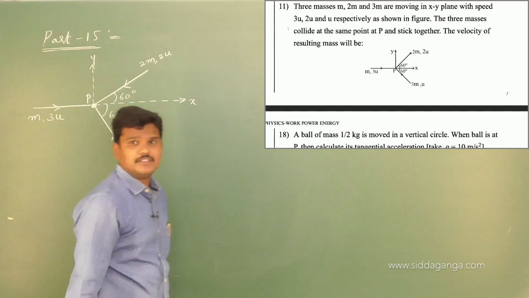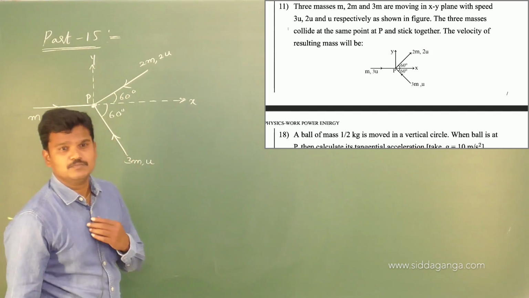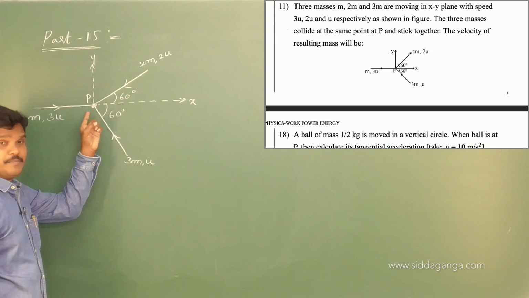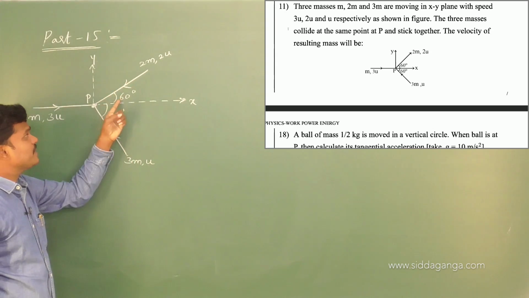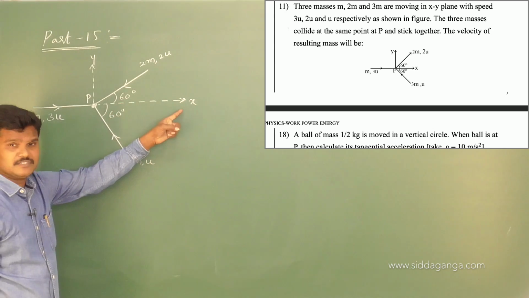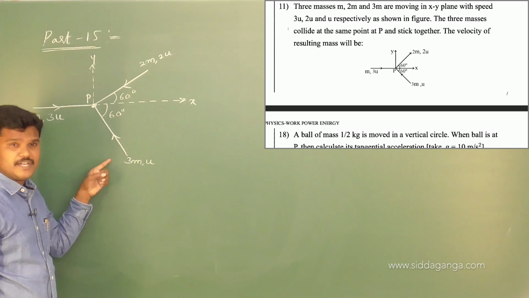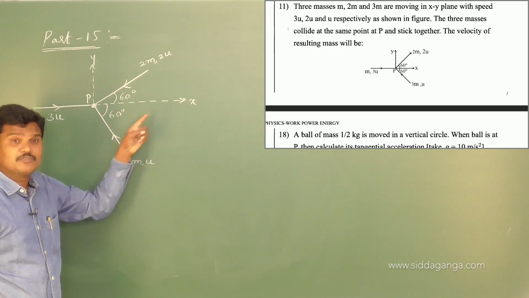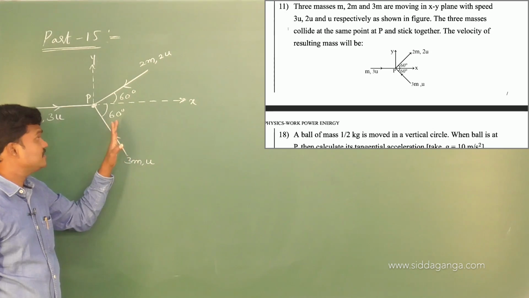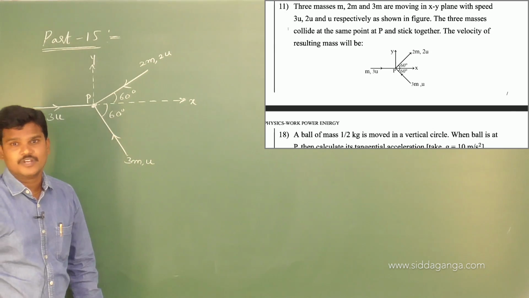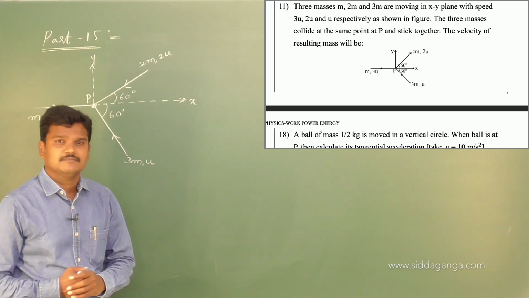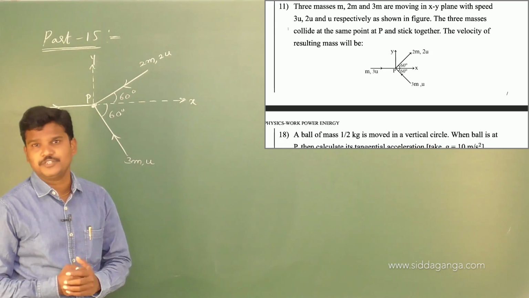They have given three different masses m, 2m, 3m. All are going to meet at a point P, but 2m makes an angle of 60 degrees with the x-axis, and 3m again makes an angle of 60 degrees with the x-axis. So definitely we have to resolve these masses and velocities into components. They are asking for the velocity of the resulting mass, and each mass is moving with some speed.